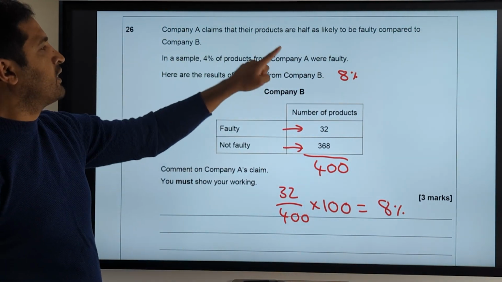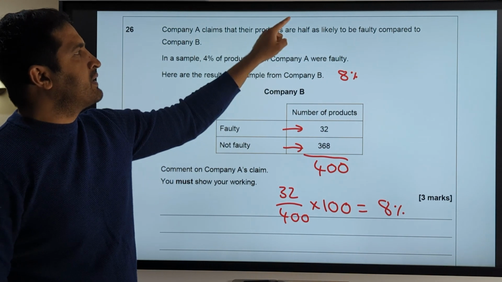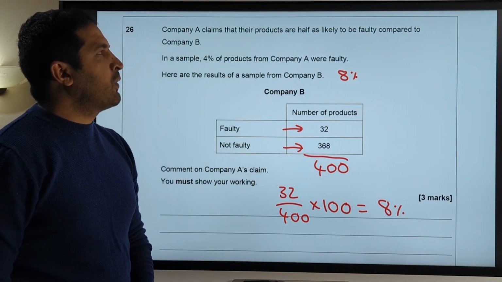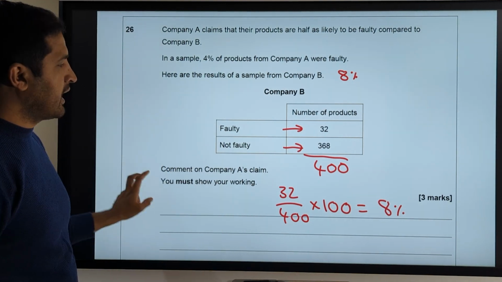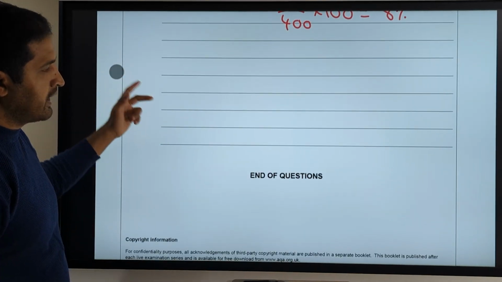That is double company A. That's what their claim is. They're half as likely to be faulty compared to B. So their claim is correct. And we've shown the working out. And that's the end of the question.